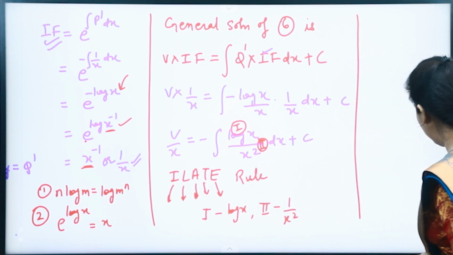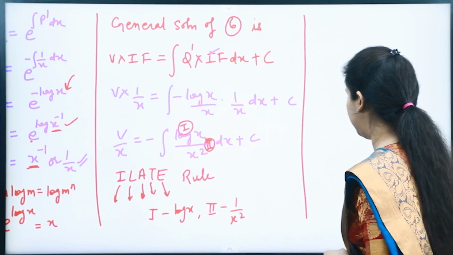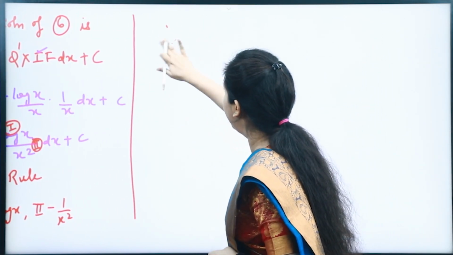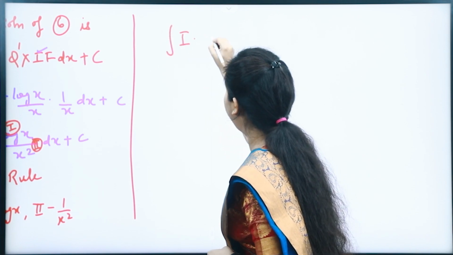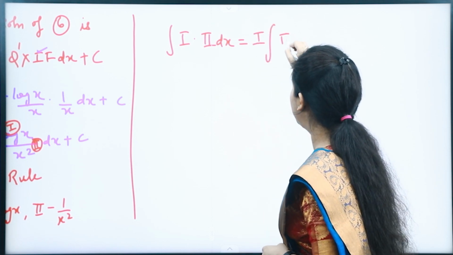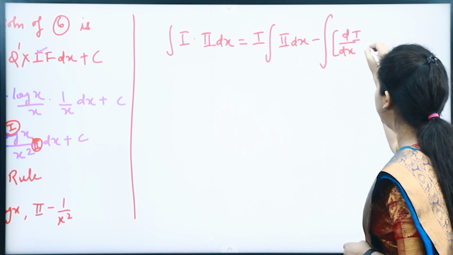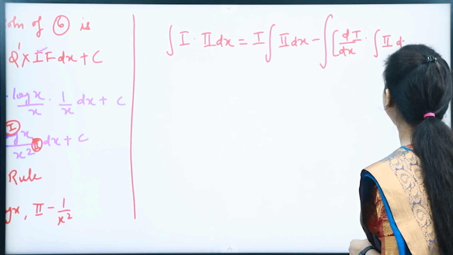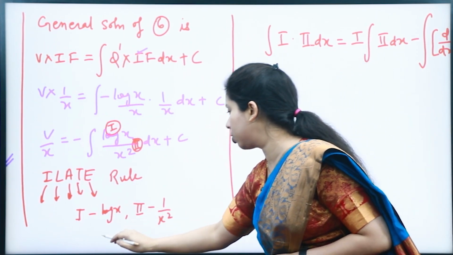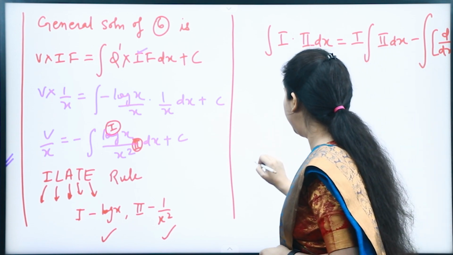Then we will use the formula for integration by parts for the right hand side of this equation. The left hand side will remain as it is, so we have v by x written as it is. Integration of first and second function by parts is given by the first function as it is, integration of second, minus whole integration of the differentiation of the first function into the integration of the second function with respect to x. So this is the formula, and we have already discussed what is first and what is second. The first function is log x, the second function is 1 by x square.